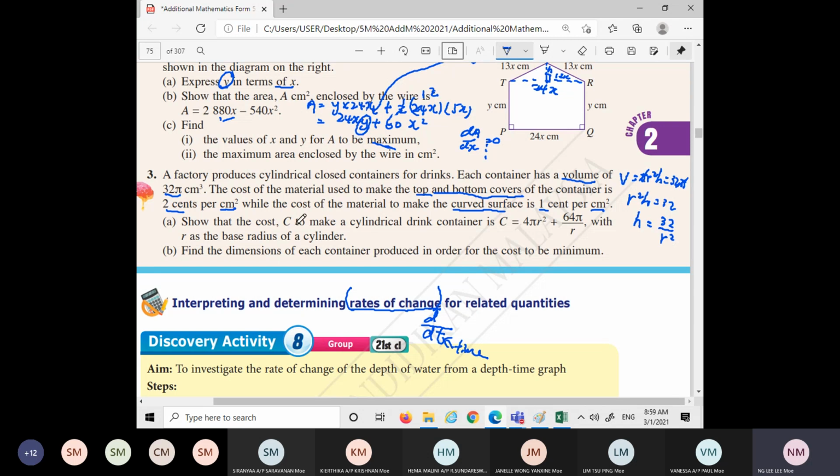The cost means you have to times with this afterwards. So the bottom and the top, because this one they didn't mention like just now, like inside a square. Okay, what do you have after this? What lesson?